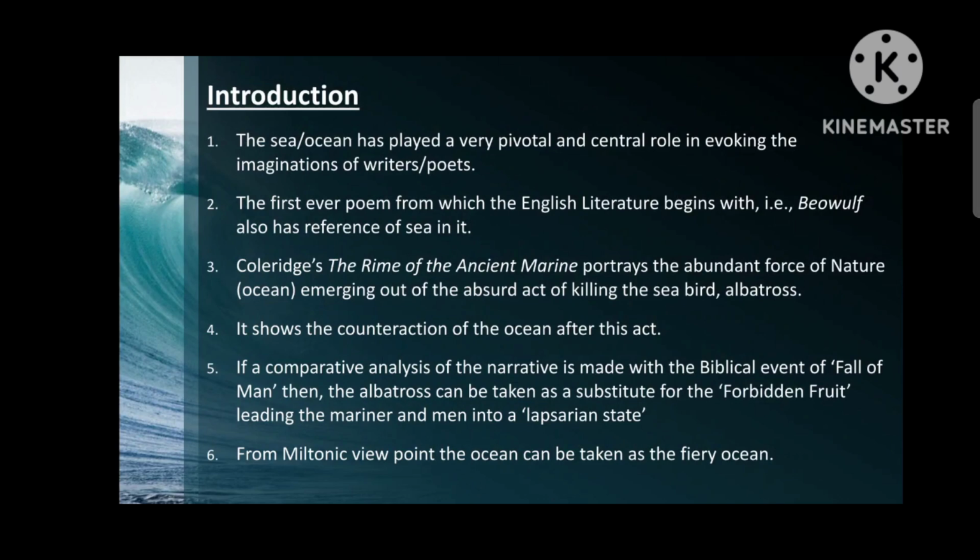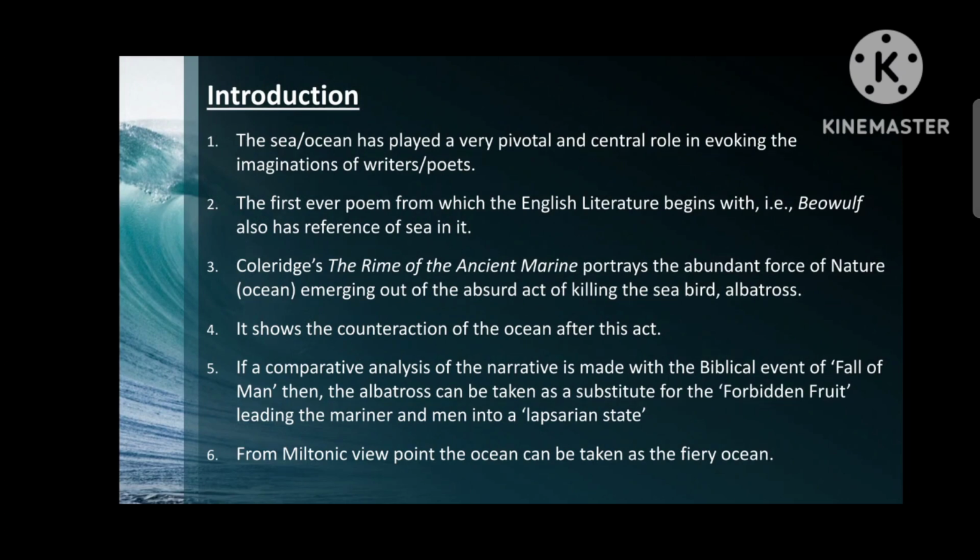then the albatross can be taken as a substitute for the forbidden fruit, leading the mariner and man into a Lapsarian state. Now if you are aware of this forbidden fruit, the fall of man, which is in the book of Genesis in the Bible, then after eating the forbidden fruit, there took place the fall of man. Adam and Eve fell from the Eden garden, which led into a Lapsarian state, which, as I said, means falling into a worse condition from being in a better state. That is what Lapsarian state means.